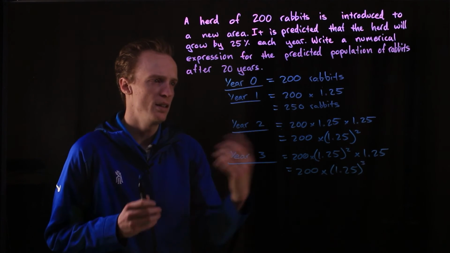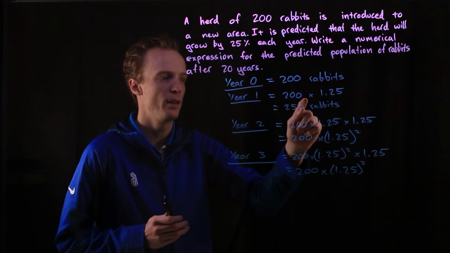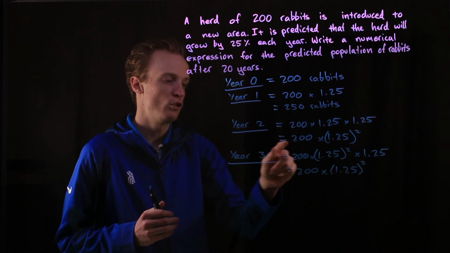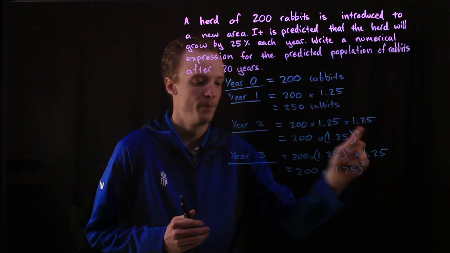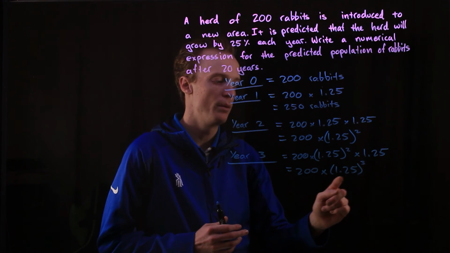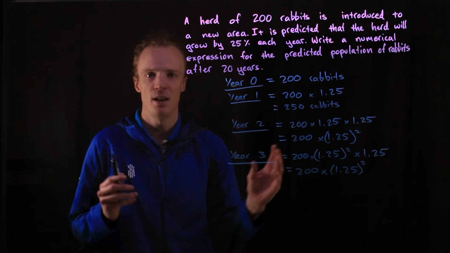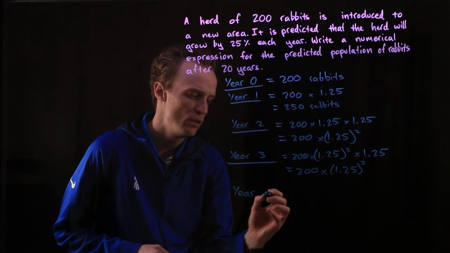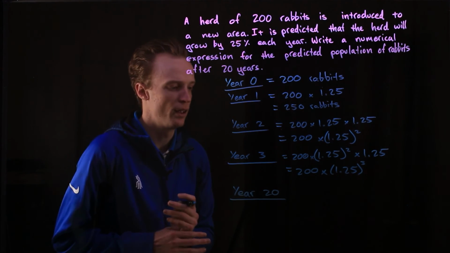So you can see here at year 0, it was just the initial population. At year 1, it was the initial population multiplied by 1.25. Year 2, it was the initial population multiplied by 1.25 squared. At year 3, it was the initial population multiplied by 1.25 cubed. So what we can say here is, well, at year 20, how would we go about calculating it?